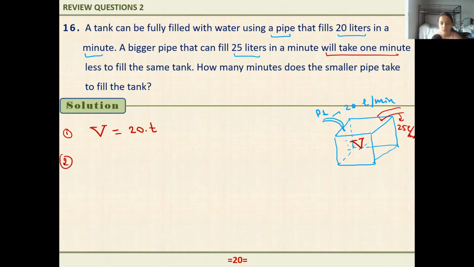The second situation, the second condition here, now a bigger pipe, right? So again, in the second case, we are not using this small pipe. Now I want to fill this tank with water using this big pipe, right? And in the question, it says that it is 25 liters in a minute.